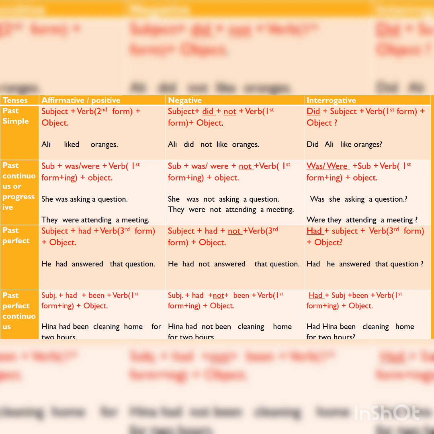In past continuous tense, the structure is subject plus was/were plus first form of verb plus ing plus object. For example, she was asking a question. They were attending a meeting.